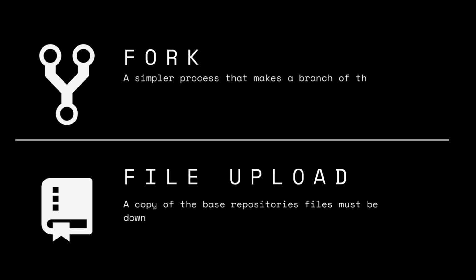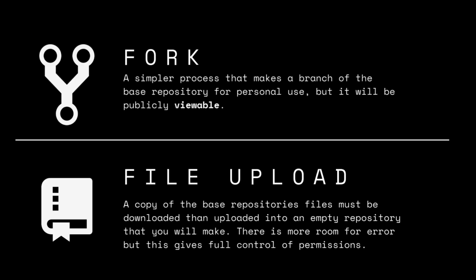Okay, now that that's out of the way, there are two ways you can make a repository. You can either fork it, which is easier, but your code is going to be public and there's nothing you can do to change that. Or you can make your own repository and copy in all the files. That'll be slightly more difficult, but that allows you to have more control in a private repository.